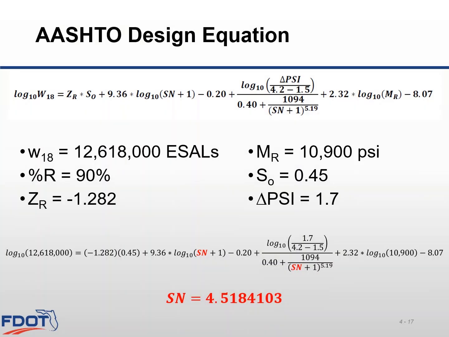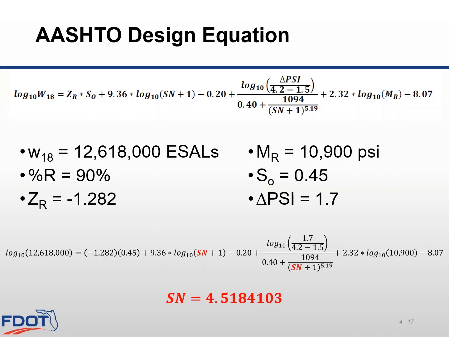Okay, so coming back to the AASHTO design equation. Now that we've determined each of the variables in the equation, it's time to plug them all in and calculate our required structural number. Again, here are all the values we just found. Our design ESAL is 12,618,000. Using a 90% reliability, we have a standard normal deviate of negative 1.282, and our resilient modulus is 10,900 psi. The standard deviation and change in serviceability are constants, so those don't change.